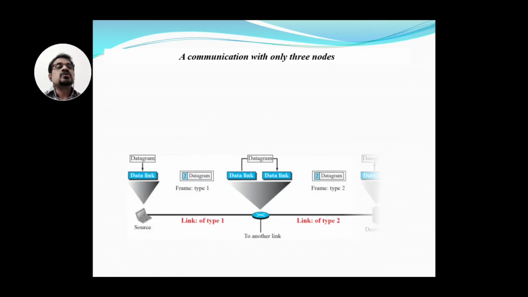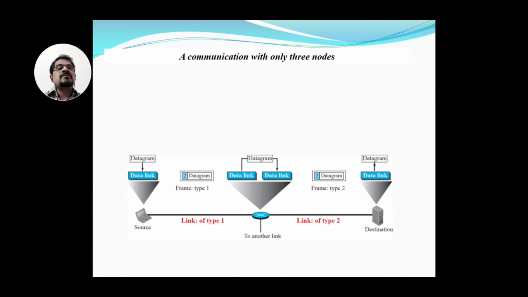Now we can see how a communication with only 3 nodes works, with respect to what data is going to be processed. You see that there is one end system on the left-hand side, which is the source, and in between there is another router, and then on the right-hand side you can see the destination. So the source station receives the data from the network layer, processes it in the data link layer and forwards it to the physical layer, and then the data is either added or sent via the cable.